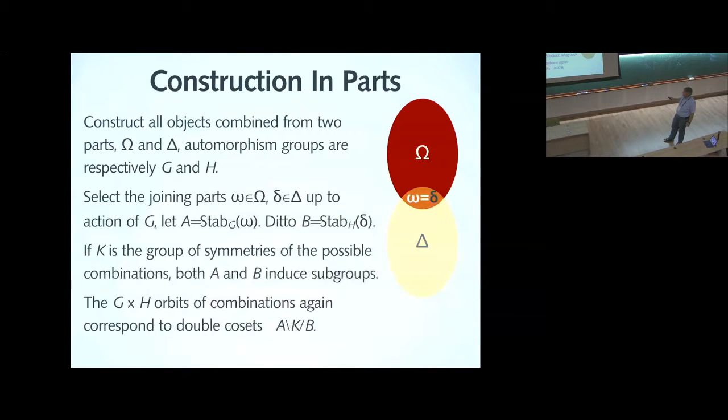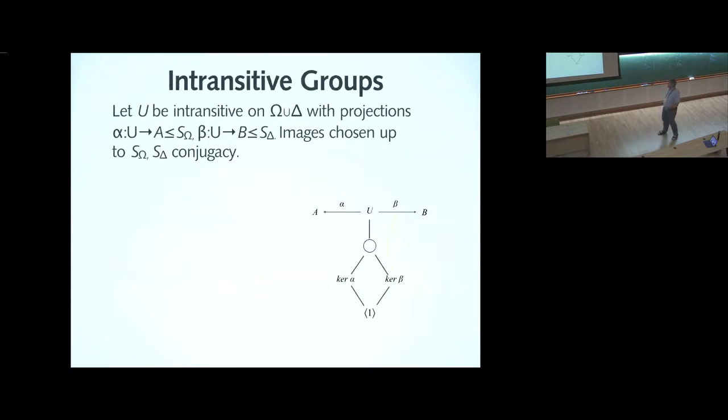how you can put them together up to symmetries which fix each of these parts, and that again is double cosets. Now, double cosets under the potential full group of symmetries, but cosets modulo symmetries fixing omega and symmetries fixing delta. And one example where this happens is if we want to construct intransitive groups.